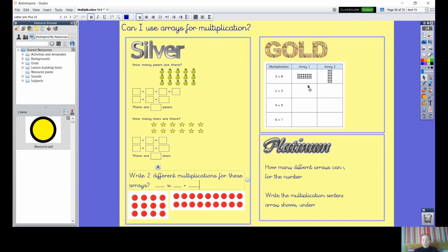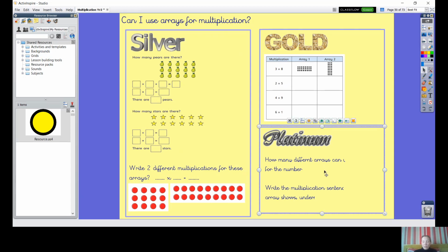We've then got it a little bit different. We're still thinking about our 2 different arrays for gold, but can you draw our 2 different arrays for 2 groups of 5? And don't forget, you could read it the other way round, 5 groups of 2.